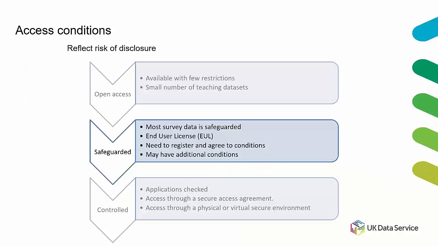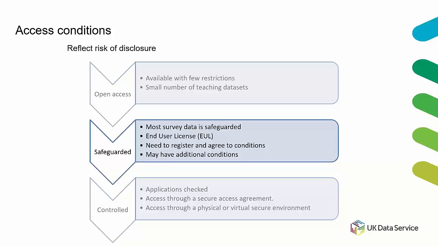When it comes to accessing data, you'll find that data is available under different types of license. These different arrangements relate to the risk of potential disclosure. So all survey microdata are anonymised, but when providing detailed information about a person, there are some potential risks that someone could potentially be identified. And when these risks become present, access to data becomes more restricted.